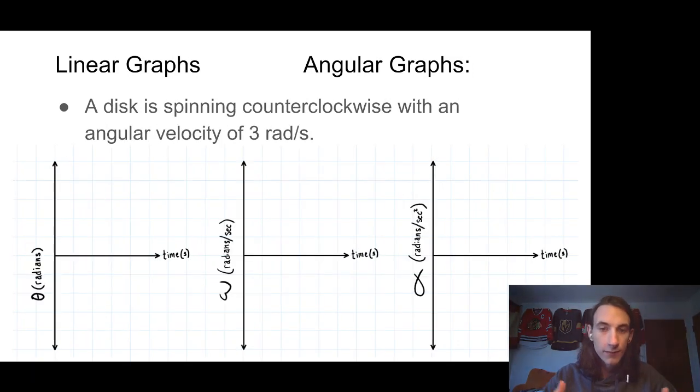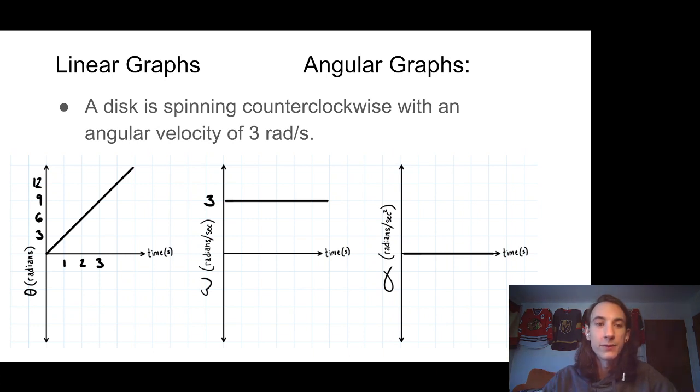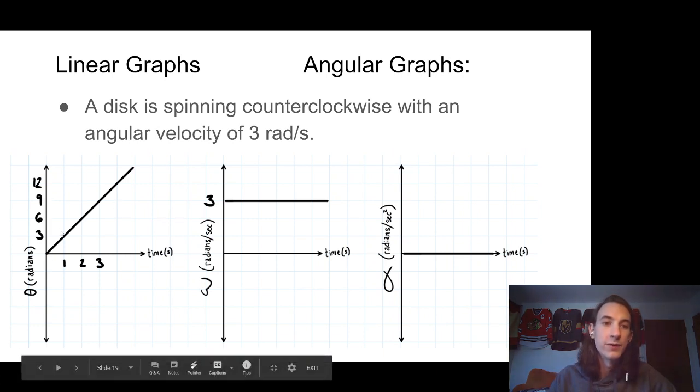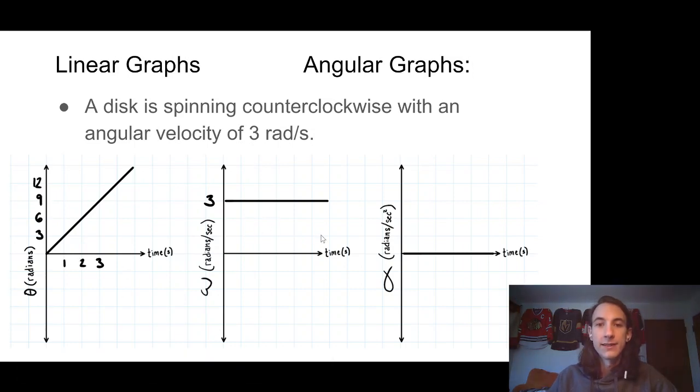So then our angular counterpart, what this would look like angularly, is let's say a disk is spinning counterclockwise with an angular velocity of 3 radians per second. So it has this constant angular velocity of 3 radians per second. Every 1 second, it's going 3 radians. And if we track that out, we'd see again, this is just a linear line. The velocity would be constant, and the angular acceleration would just be 0. So we'd have the same exact idea. We'd go 3 radians every 1 second. It would be happening at a constant angular velocity, and the acceleration would just be 0 because it's not changing its angular speed.